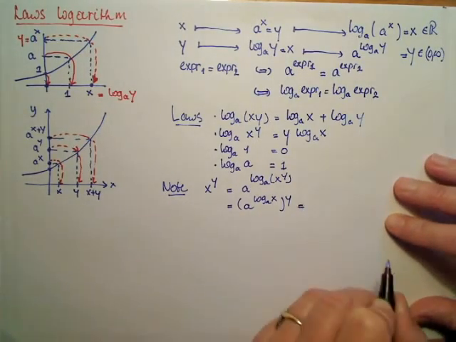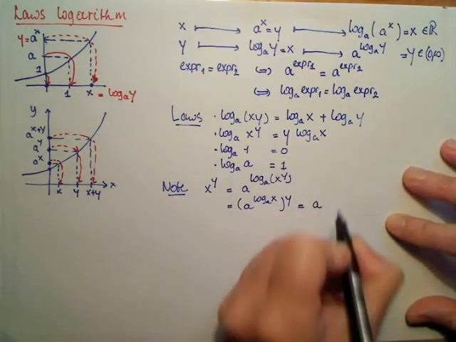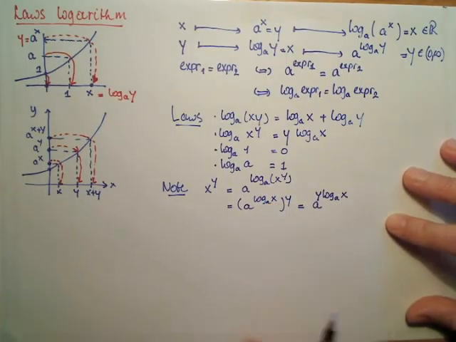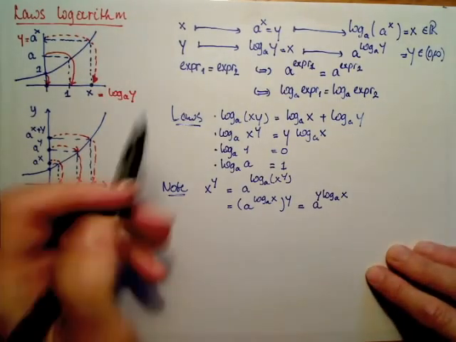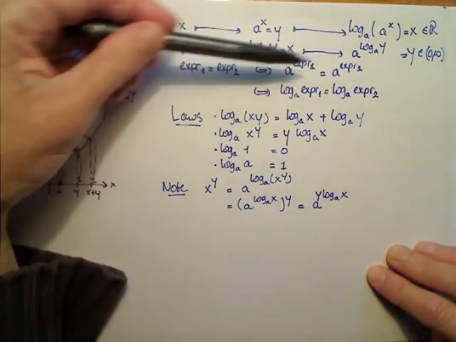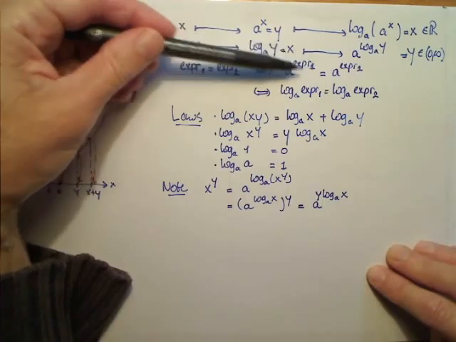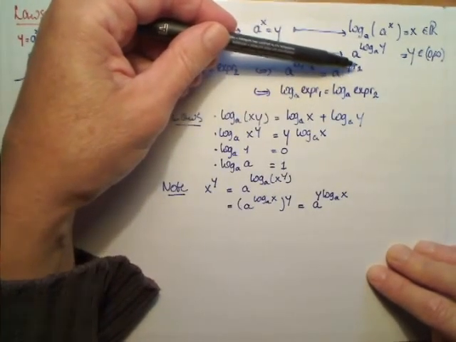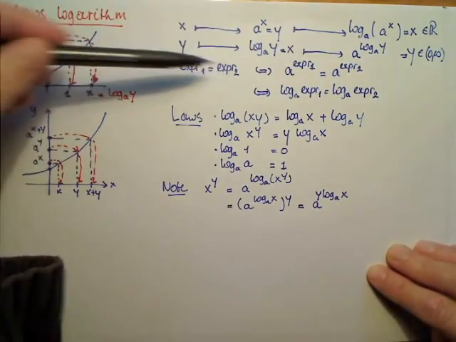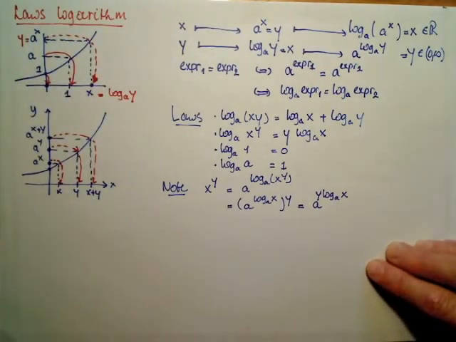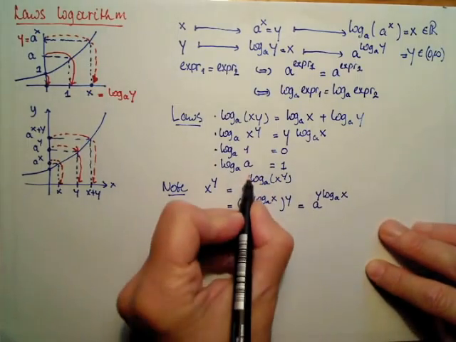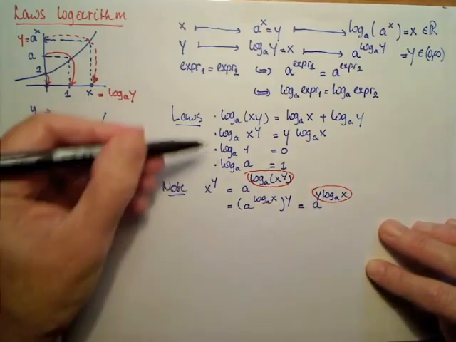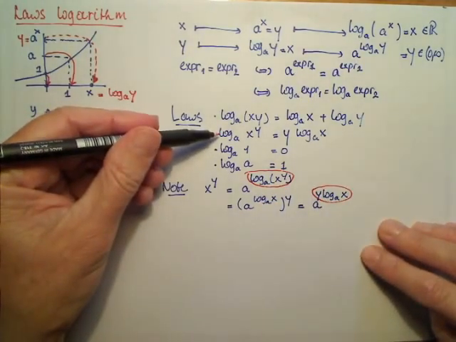Now we know by calculation with powers that this is equal to a to the power log a of x multiplied by y. And now we use our rule over here. So we have a to the power the first expression equals a to the power the second expression. Then these expressions in the powers must be equal. And this is exactly our second law. So what we end up with is that this power over here must be equal to this one over here. And this is precisely what I've written here.